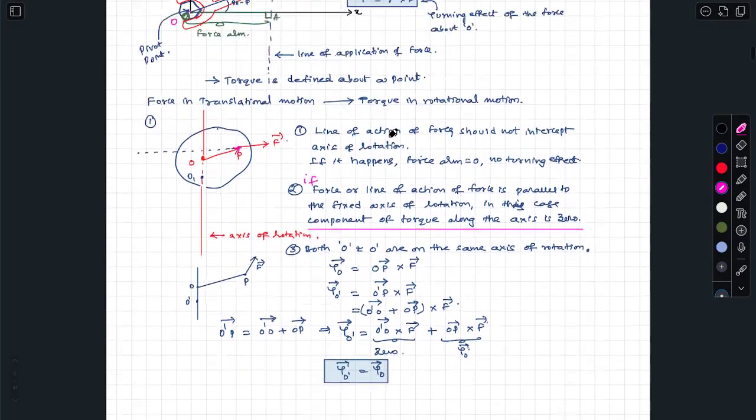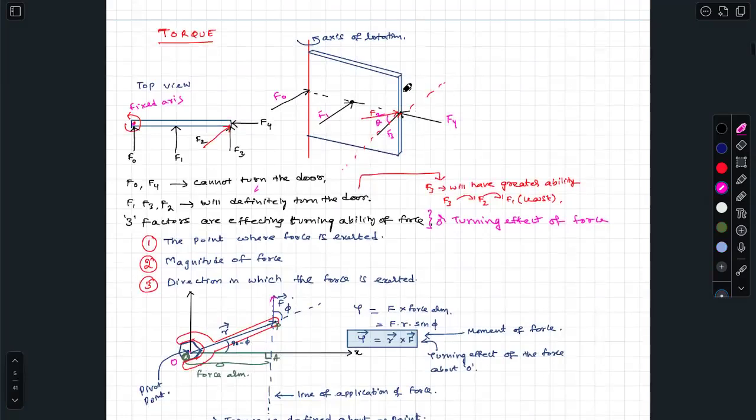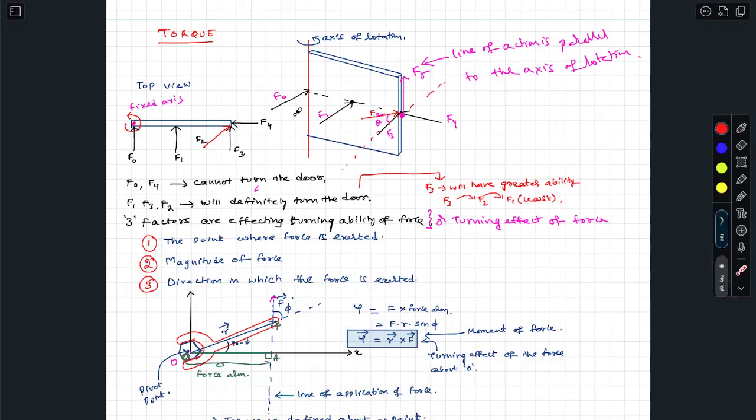I'll explain simply. Suppose you have a door like this. If I am applying another force, say like this, some F5. Now this force, the line of action of force, is parallel to the axis of rotation. Frankly speaking, suppose this is the point where you are applying it. So this is R bar, and this is F bar. Now tell me what is the direction of R bar cross F bar?